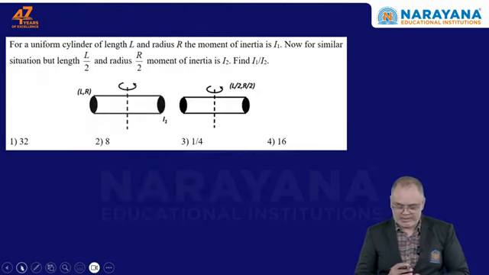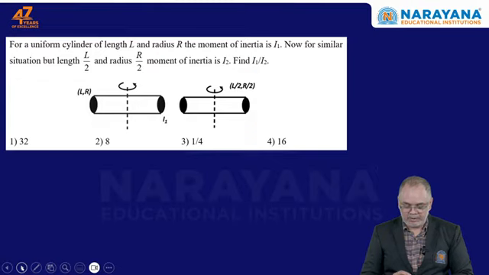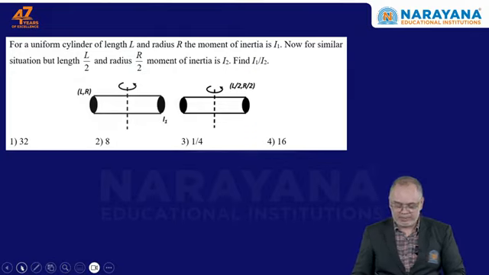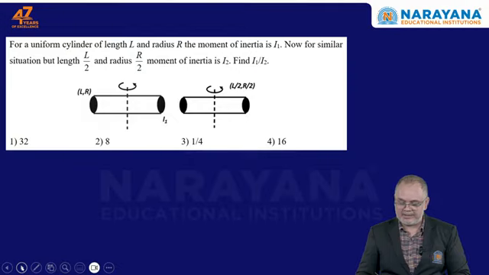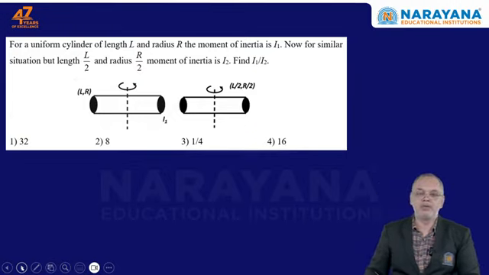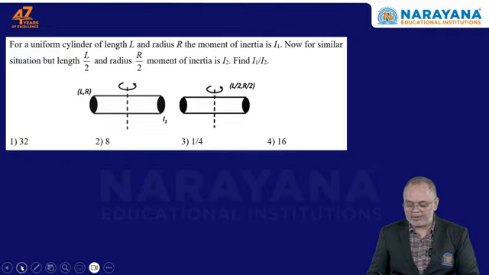The next question is related to rotational motion. For a uniform cylinder of length L and radius R, the moment of inertia is I1. Now for a similar situation but with length L by 2 and radius R by 2, the moment of inertia is I2. Find I1 upon I2. So here, if you see, the cylinder is rotating about the given axis.